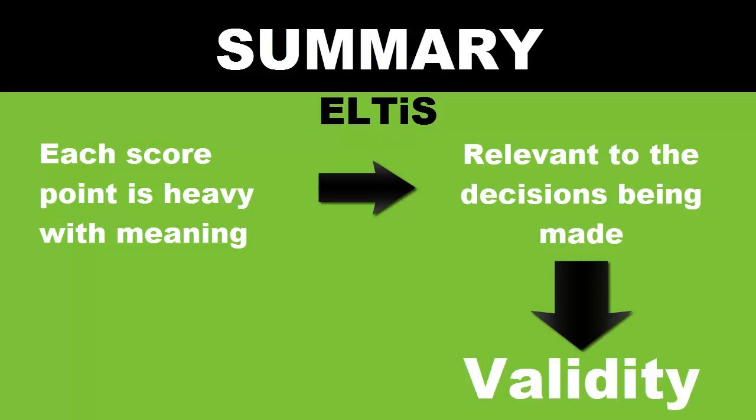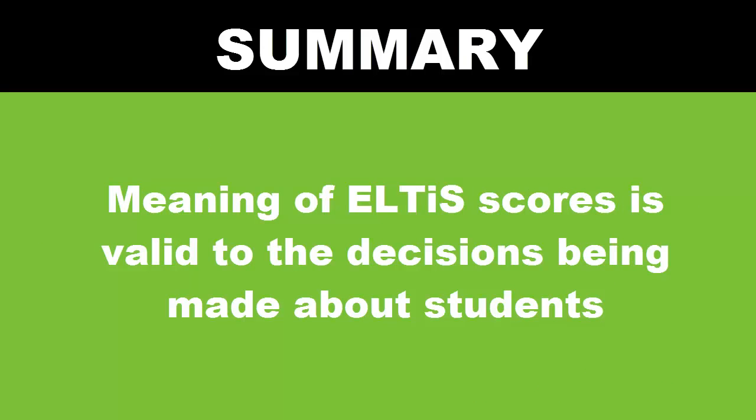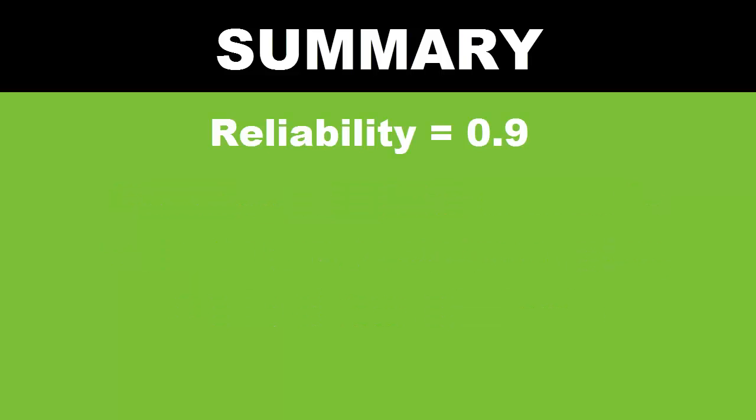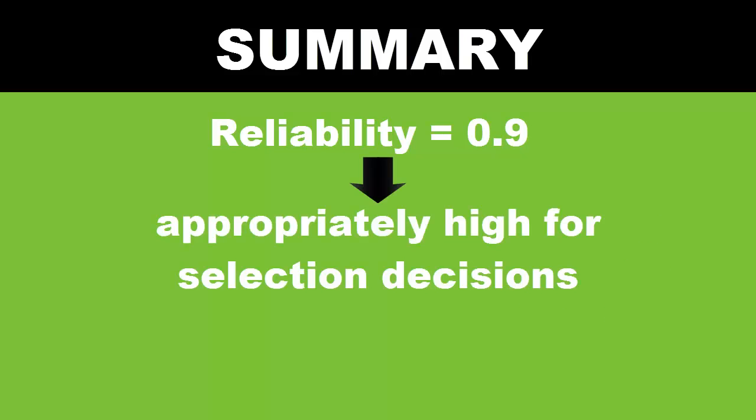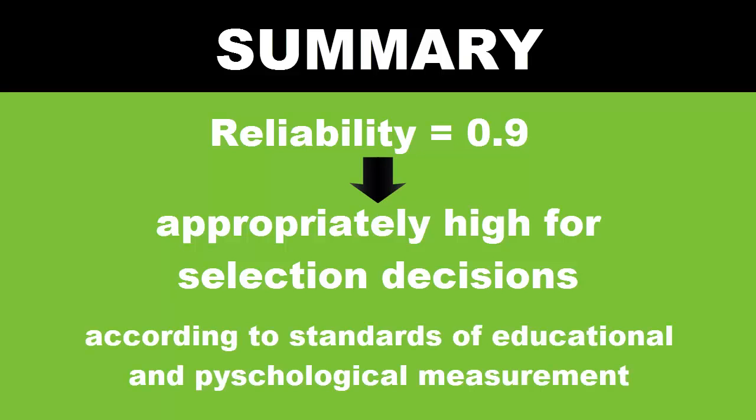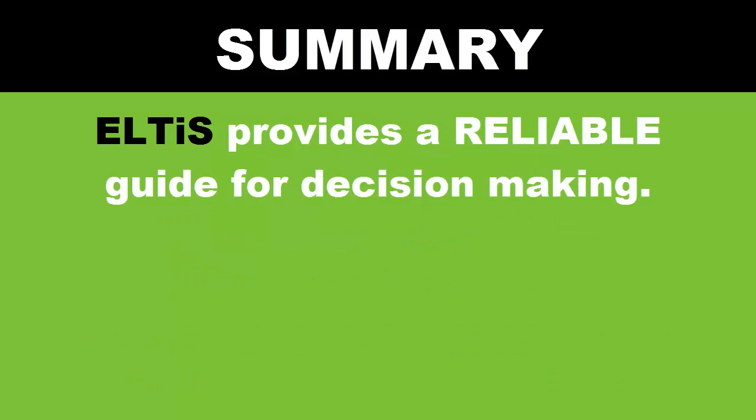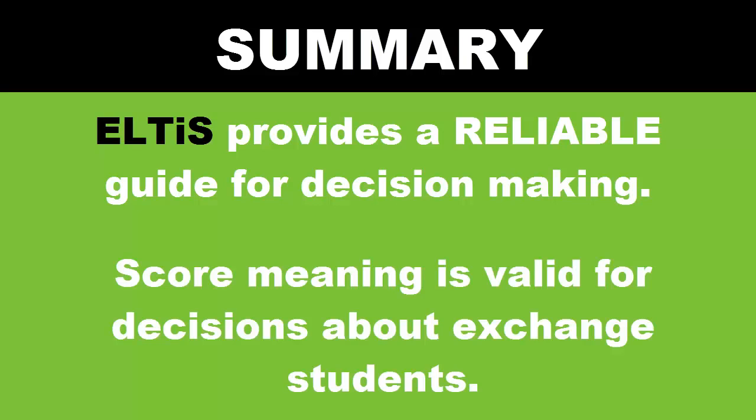This is what validity means according to the standards of educational measurement. The meaning of ELTIS scores is valid to the decisions being made about the students. The reliability of the ELTIS total score is 0.9, which is appropriately high for making selection decisions, according to the standards of educational and psychological measurement. Therefore, the ELTIS provides a reliable guide for decision-making, and the score meaning is valid for decisions about exchange students.